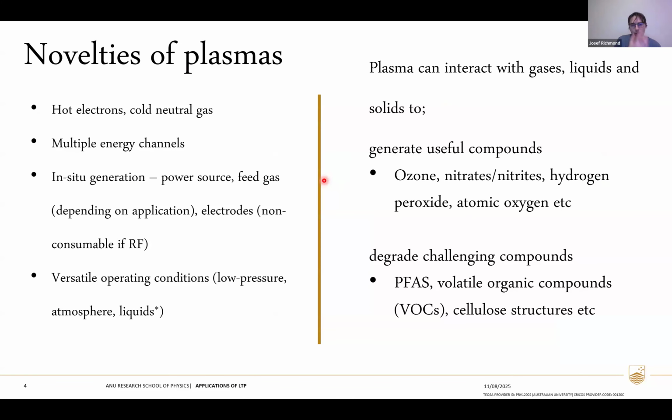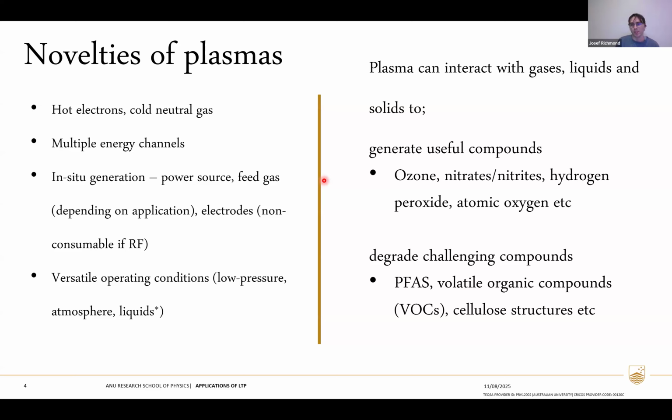These have a few novel properties and features that make them useful for lots of different applications. The first one, like I said, in a low temperature regime you have very hot, energetic electrons, but cold gas. You also have multiple energy channels. Depending on how you package your plasma, you can extract electrons or ions or neutrals or just light, so you can choose what you want for your application. You can also generate them more or less wherever you want. It's not that hard. You just need a power source, potentially a feed gas if the application calls for it, and then some sort of electrode. You can also do this in many versatile operating conditions.